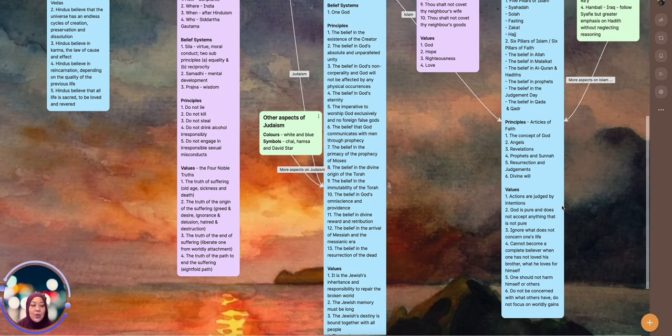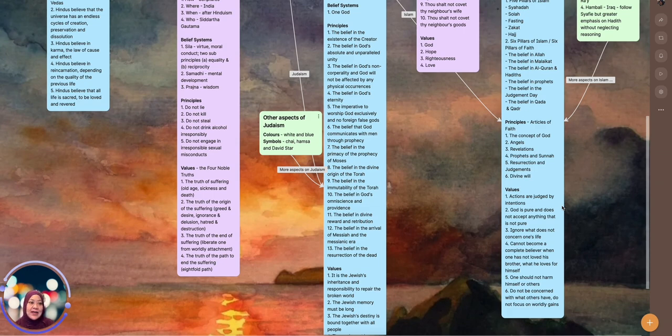Number 5, one should not harm himself or others. And last but not least, you must not be concerned with what others have. Do not focus on worldly gains. So basically, just be happy with whatever you have. Do not compare what you have and what you do not have with other people. So that's number 6. And all these values, they come from the teaching of the Prophet Muhammad.